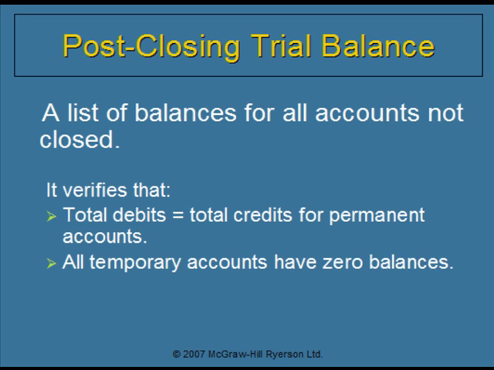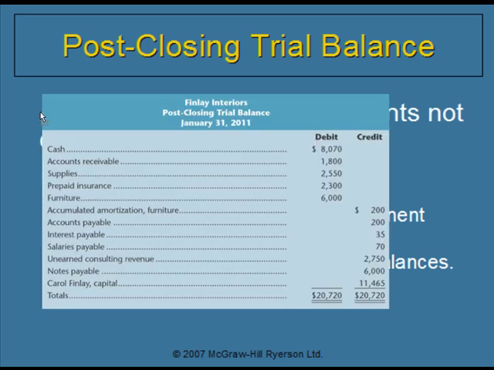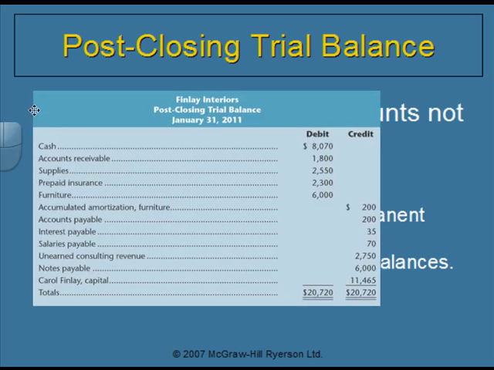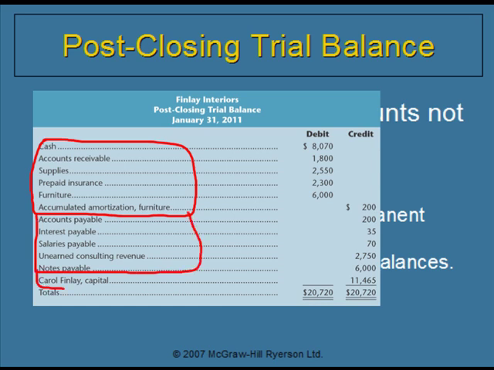So when you have a look at the example for Finley Interiors, you'll see that the only accounts left are the permanent accounts. Remember, the permanent accounts are the asset accounts, which are these ones, the liability accounts, which are these ones, and the capital accounts. They're the only accounts in the general ledger that should have balances at the end of the fiscal year.